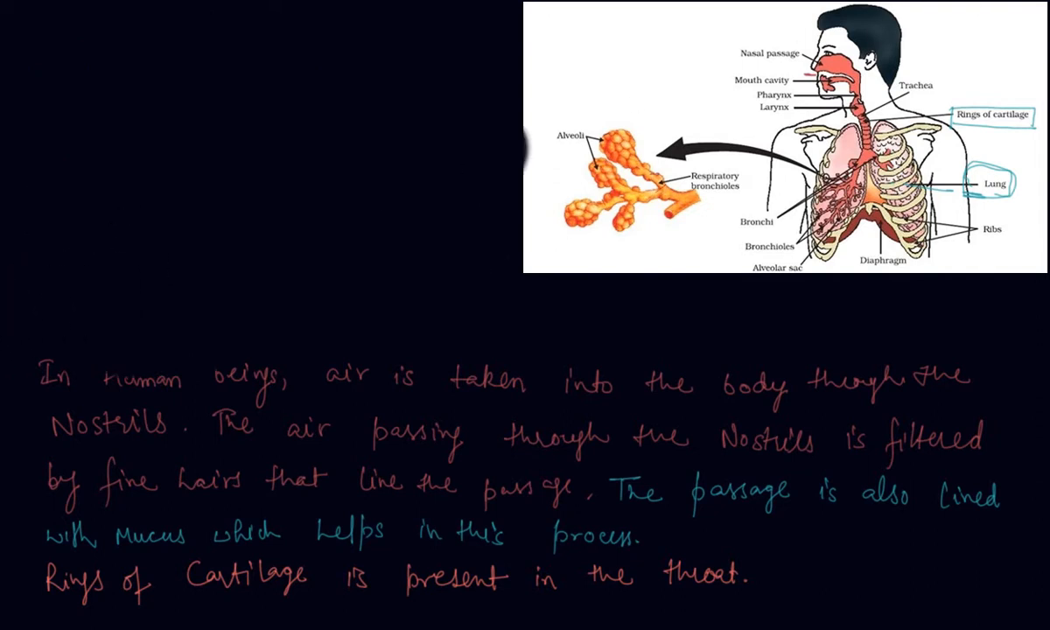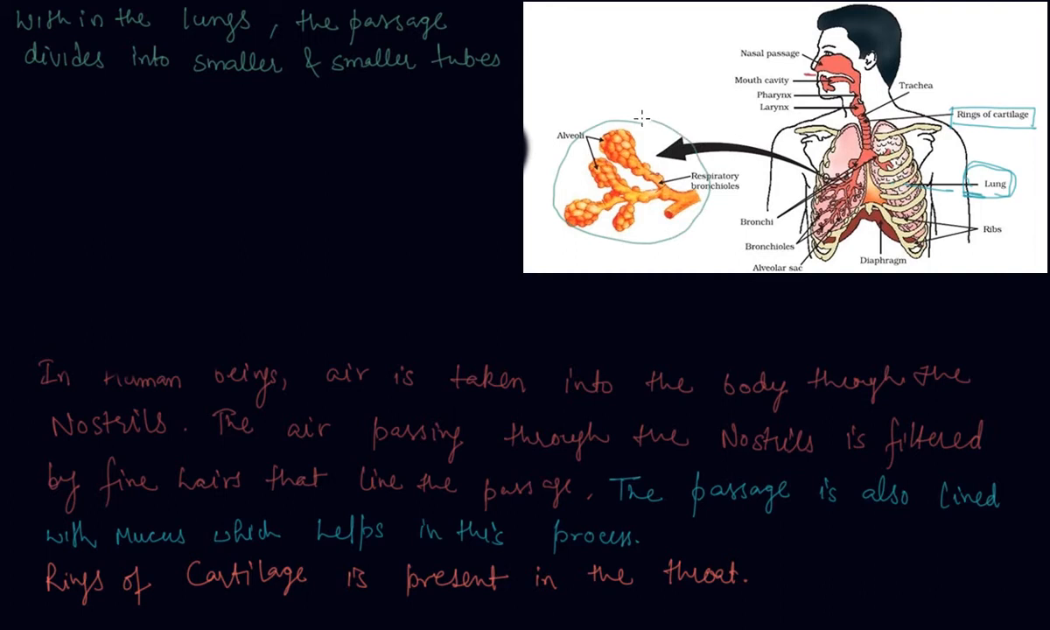Within the lungs, the passage divides into smaller and smaller tubes, which finally terminate in balloon-like structures called alveoli. Okay, so this is the alveoli, which is shown here.